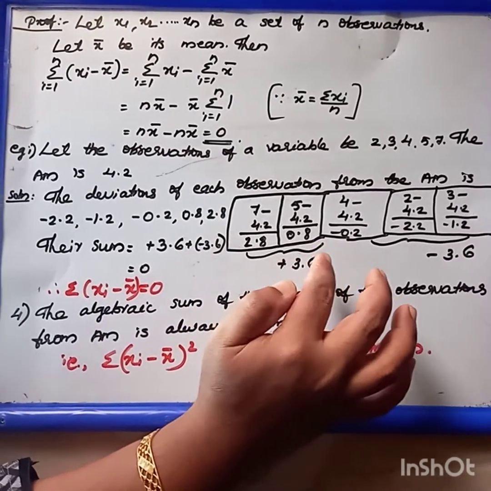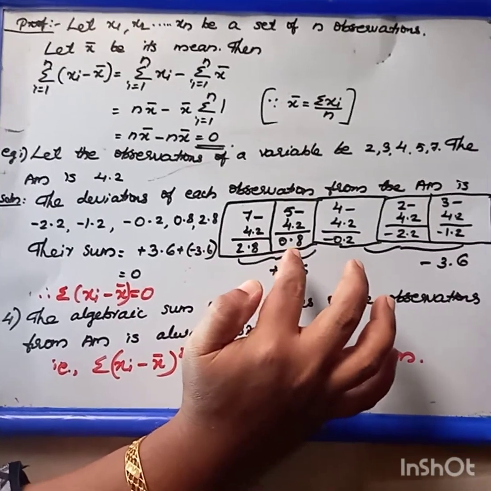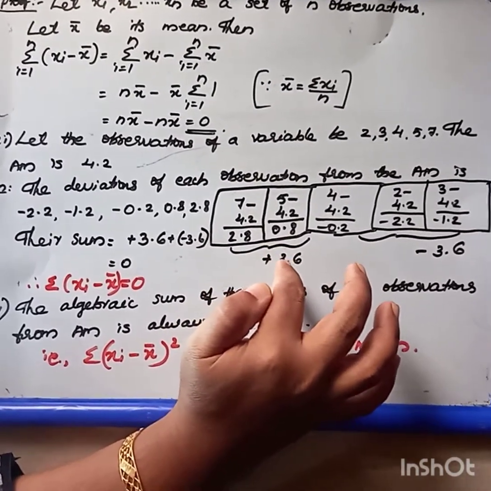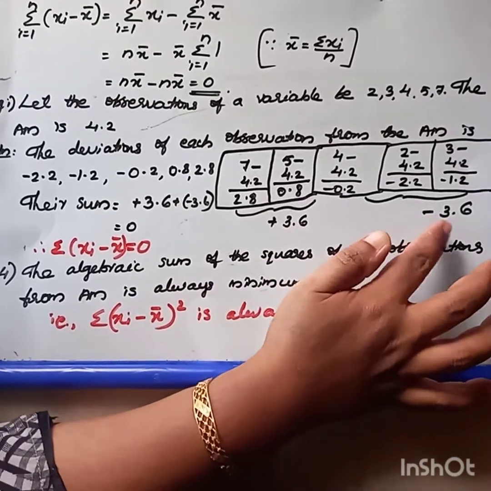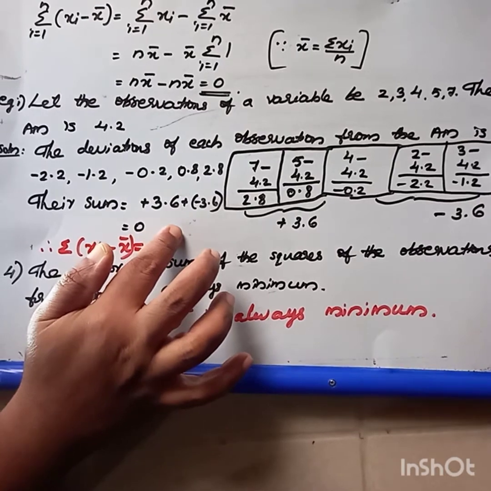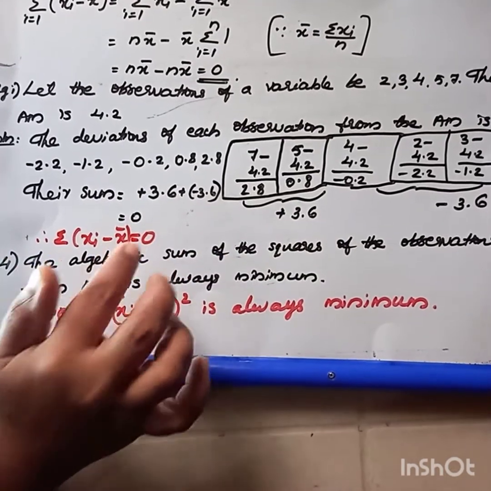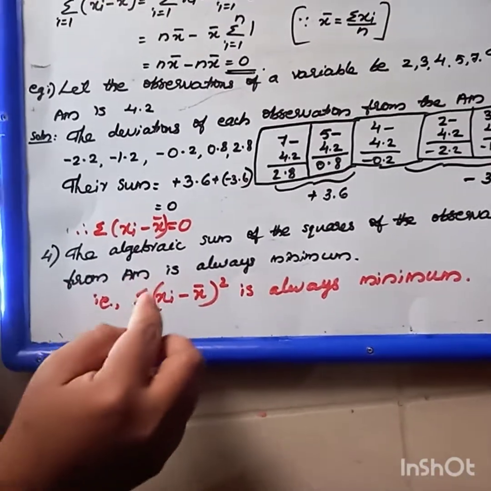Then adding the numbers of the same sign, we get minus 3.6 and 3.6. Then the sum is equal to 3.6 plus minus 3.6, which equals 0. That is our property, summation (xi minus x bar) is equal to 0.